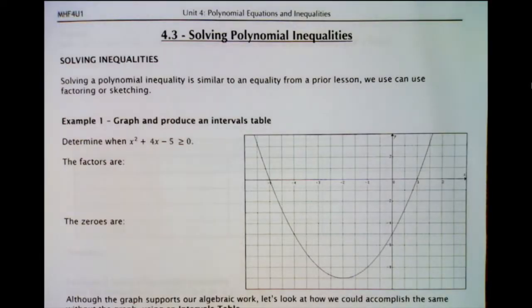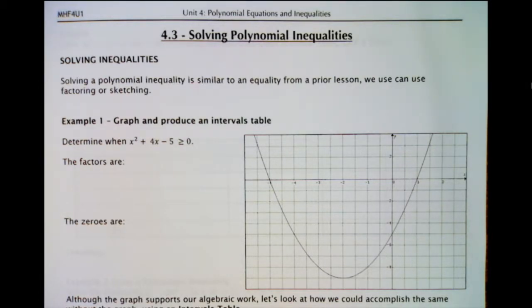Okay, this is lesson 4.3, solving polynomial inequalities. In lesson 4.2, we looked at solving linear inequalities. The difference here is that the inequality is going to contain a polynomial that's of a degree greater than 1. So in our first example, we'll look at a quadratic, and then as we move through the lesson, we'll look at higher degree polynomials.